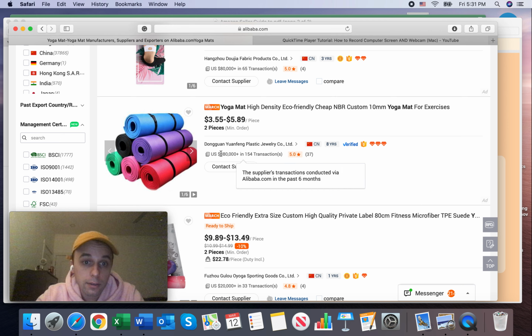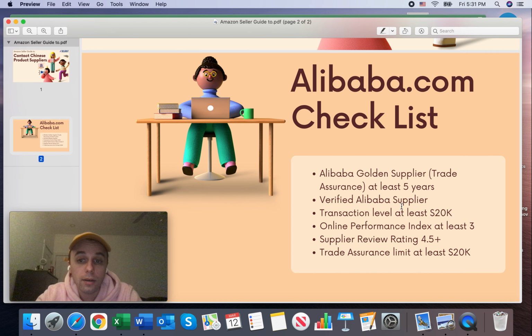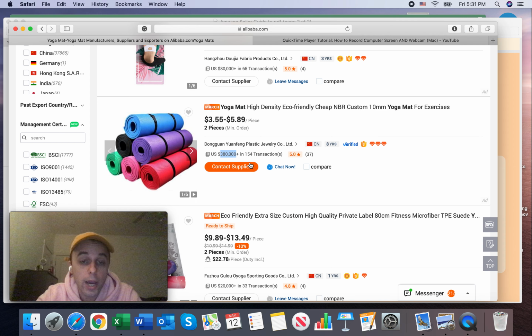As you can see here, the supplier has 380,000 in transaction levels, meaning this supplier sold 380,000 worth of product to different sellers, maybe in the US, around the world. And as you remember, my checkpoint is $20,000. So this one is way ahead. So this supplier is a great supplier for me to work with. I would like to work with the supplier and contact them, ask them for the inventory.